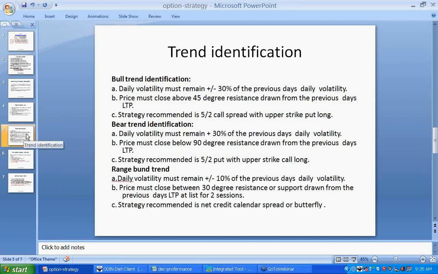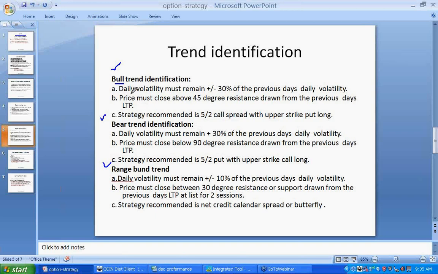Now coming to trend identification: how can we identify the trend? These are very basic principles, because without them it is meaningless to form an option strategy. There are three types of market conditions we encounter every time: one is a bullish market trend, then bearish, and range bound.